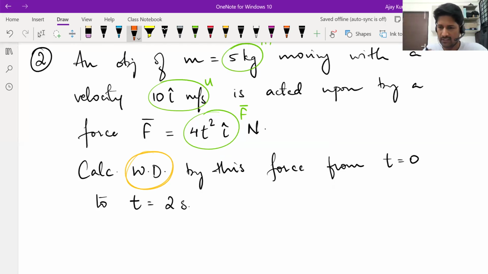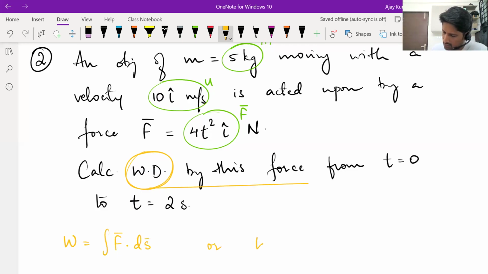See, I asked you what are the different methods you know to calculate work. Integration of F ds, and difference of kinetic energy. Okay. See, here there's only one force acting on this object. So the work done by this force itself becomes the total work. So we can use both methods to solve this problem. You can use W is equal to integral F dot ds. You can also use work is equal to change in kinetic energy.